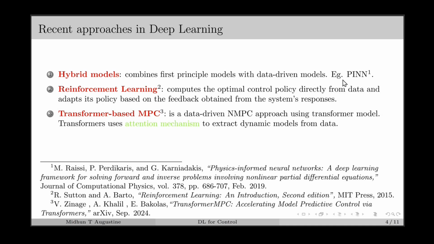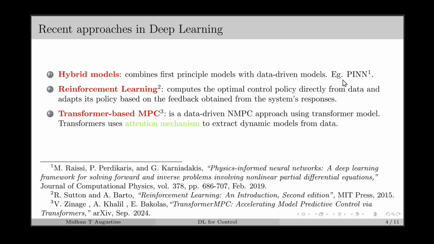And the other direction is reinforcement learning, which combines deep learning with control. And deep reinforcement learning is one of the active research areas. It uses deep learning models for either approximating the cost function or the policy function, which is used for decision making.